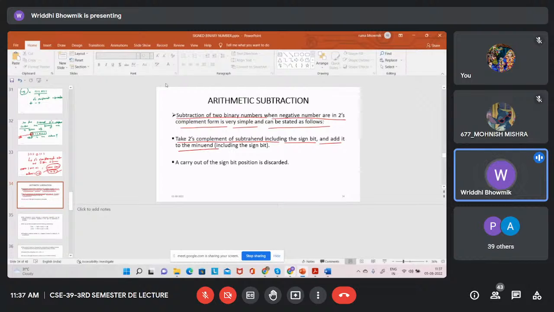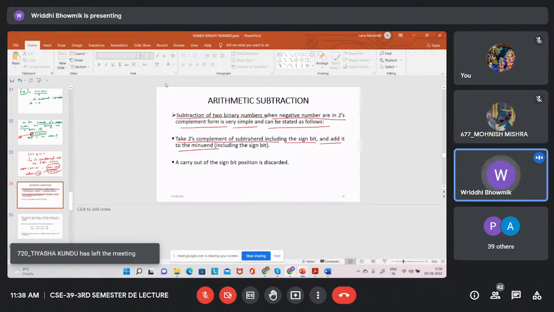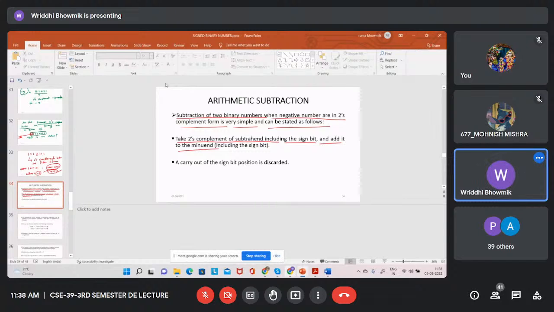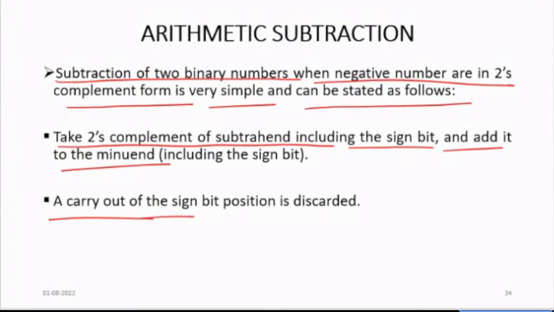The same thing. Whatever we have studied in the previous cases, we have studied the binary subtraction using the 2's complement. But in the previous cases, we had unsigned numbers, but right now we have the signed binary system. So here we are going to subtract two binary numbers when negative numbers are in the 2's complement form. So take the 2's complement of the subtrahend including the sign bit and add it to the minuend. A carry out of the sign bit position is discarded.